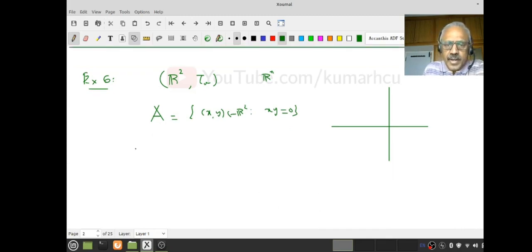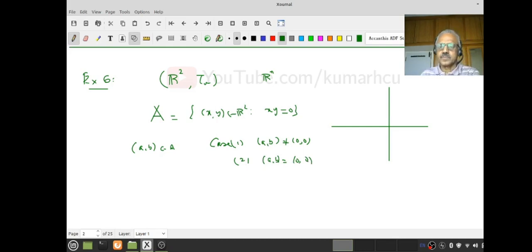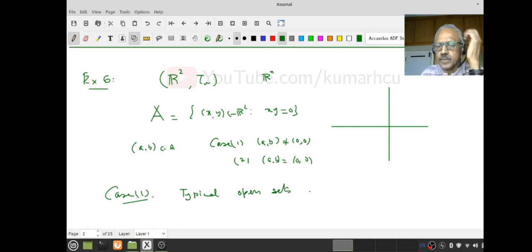That means it's just the union of axes. Now take a typical point (a, b). Again, you can see there are two cases. Can somebody say what they are? Case 1: (a, b) is not equal to the origin. Case 2: (a, b) equals the origin. Suppose case 1. Then I want to know what the typical open sets containing (a, b) are in the subspace topology.